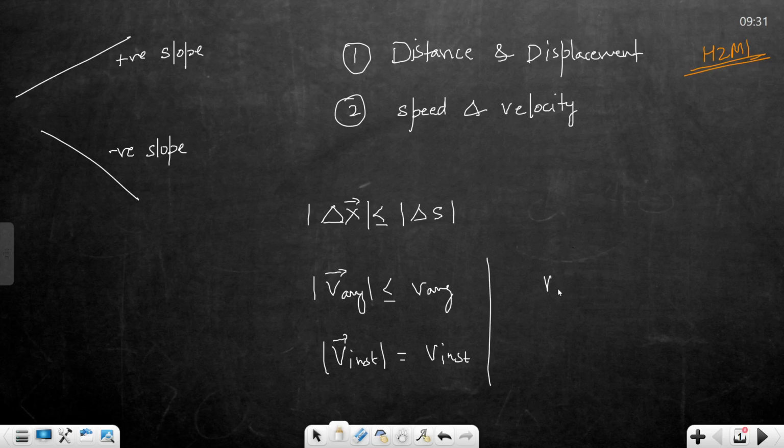And how will we calculate average velocity? It will be final minus initial divided by total time taken, Tf minus Ti. And how will we calculate instantaneous? That is dx by dt. Simple. Clear? So that's all about the last lecture.